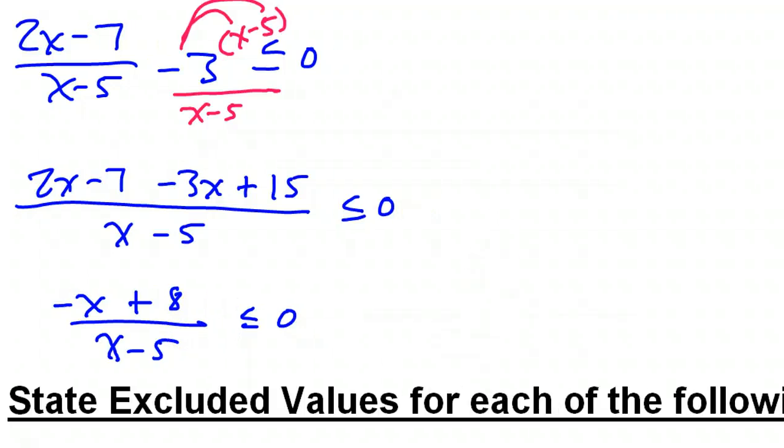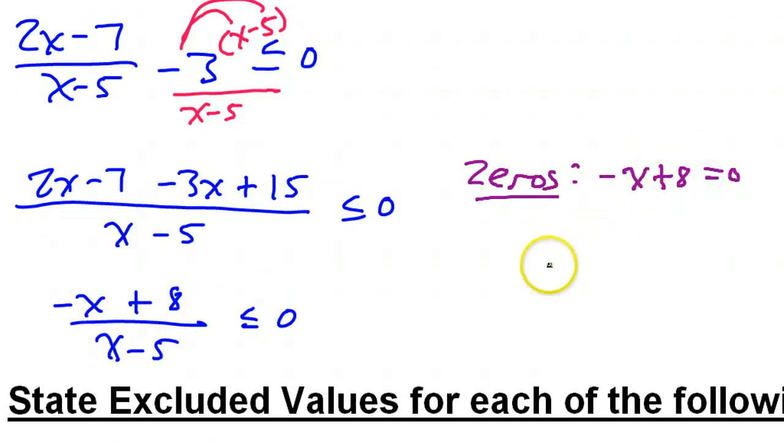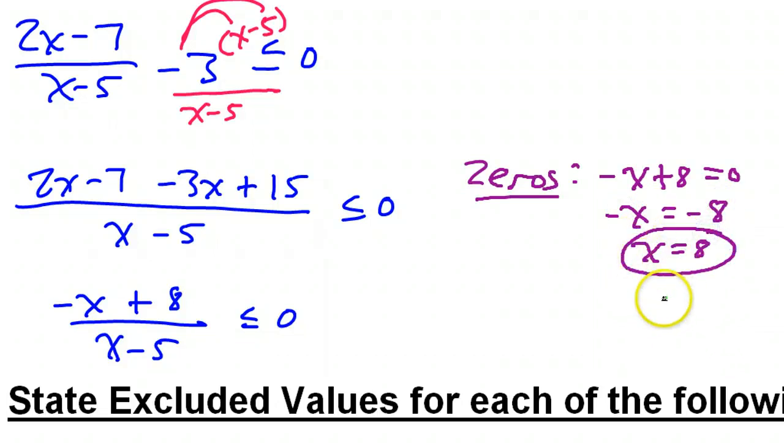Okay, so we need to talk about the critical values so I can make my number line. I am talking about the zeros, for one thing, which come from the numerator. Strike that. If the function were equal to 0, that would mean the numerator was 0. So negative x plus 8 equals 0 is the only way the function can equal 0. So this will give me negative x is equal to negative 8, x is equal to positive 8. So that's the zero of the function.